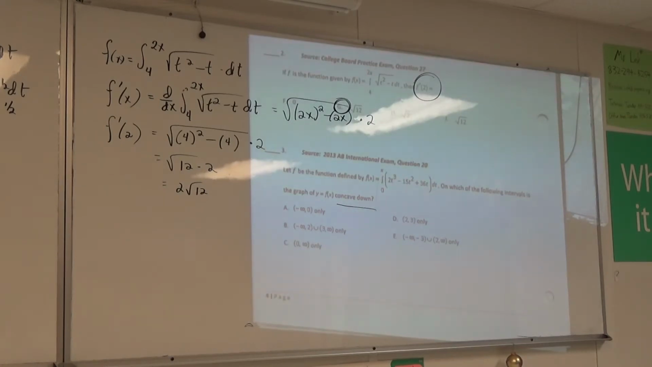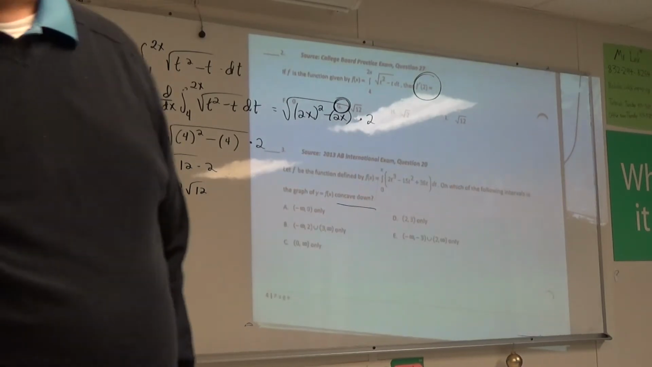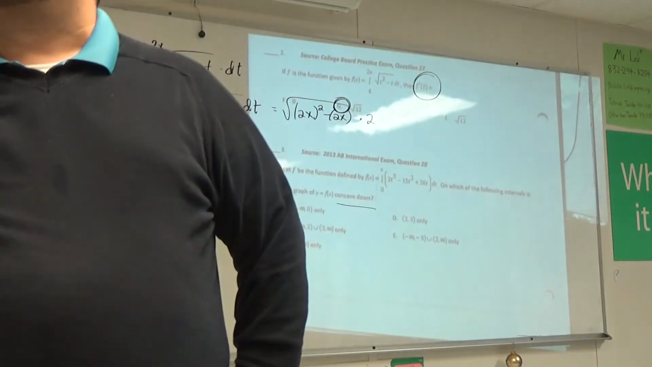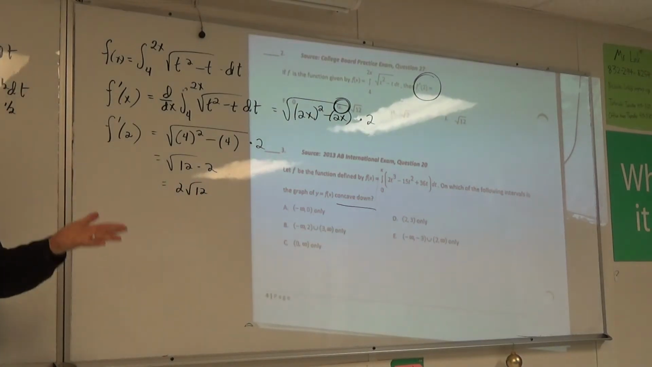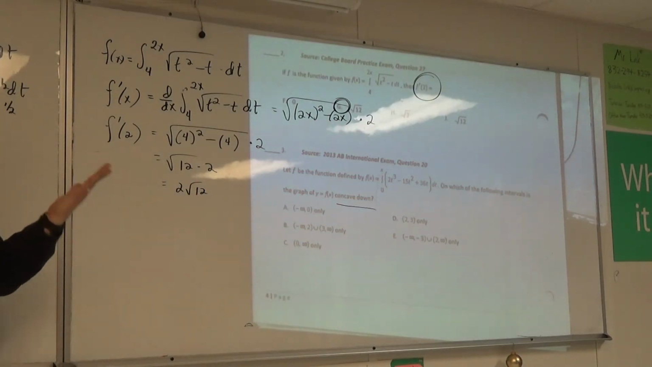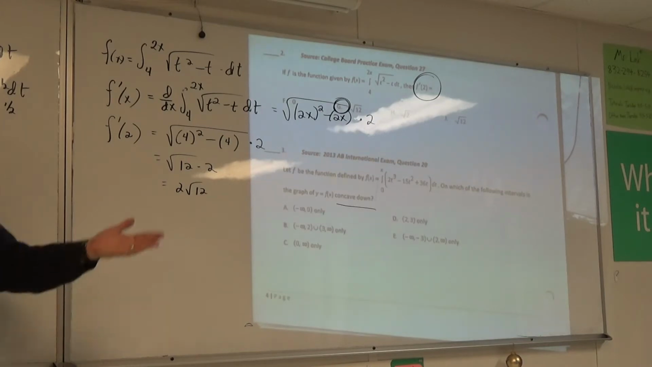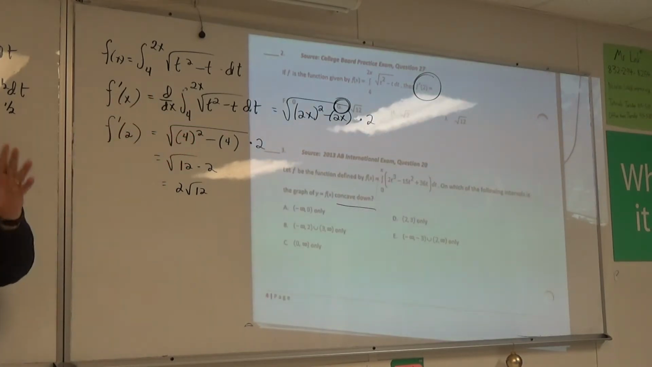If your graph is concave down on a particular interval, the tangent lines give you an overestimate. Yes. If your graph is concave down, the tangent line gives you an overestimate. What else though? What do we know about concave down? Jennifer knows stuff about concave down. Jonathan knows stuff about concave down. But nobody in the middle knows anything about concave down.